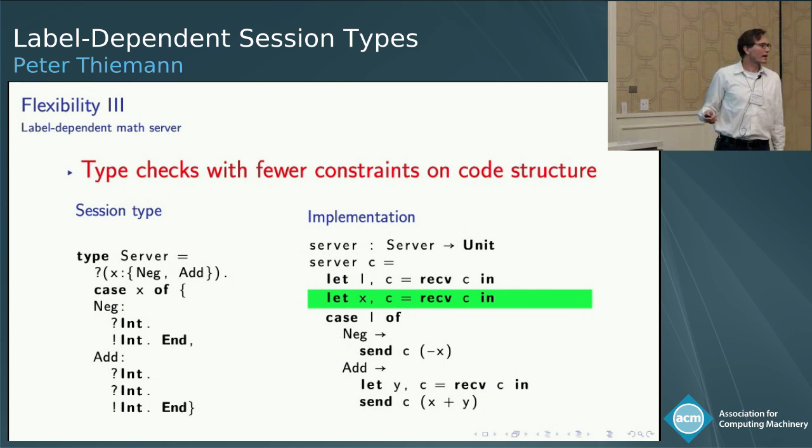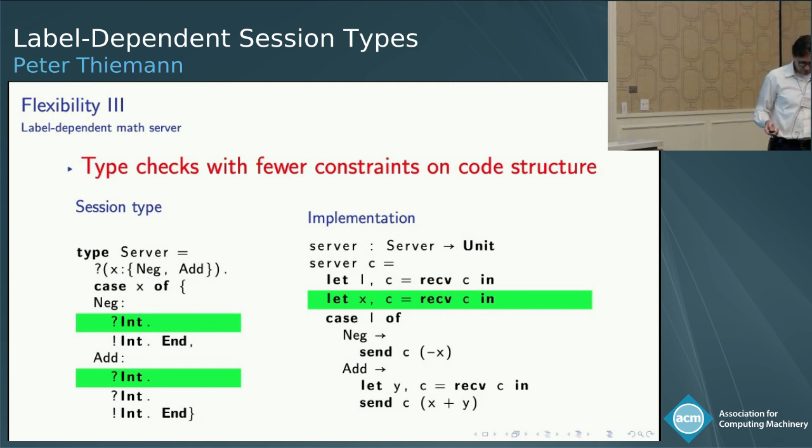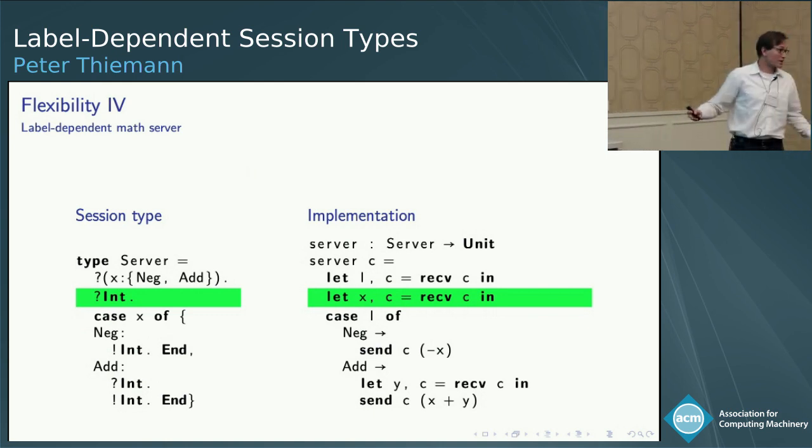Now you can refactor the type if you like to do that. Yeah, by saying, okay, I have two integer receipts here, and I can put it up. So now the types are in sync again, and of course that also type checks.